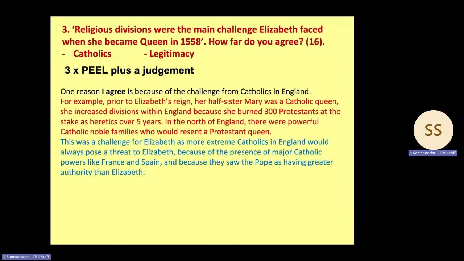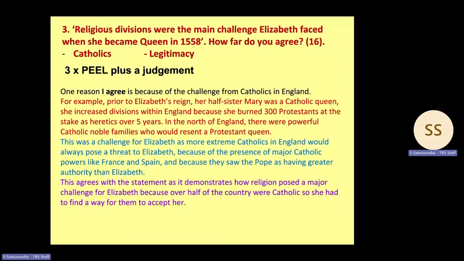Now the link, and that's key because this is how you're going to say why you agree or how this is agreeing with the question. And so you don't have to write much here, it's just a developed sentence, but making it clear, as you can see here, this agrees with the statement. It demonstrates how religion posed a major challenge over half the country of Catholics, so she had to find a way for them to accept her. It's just bringing your paragraph back to, are you agreeing or disagreeing?